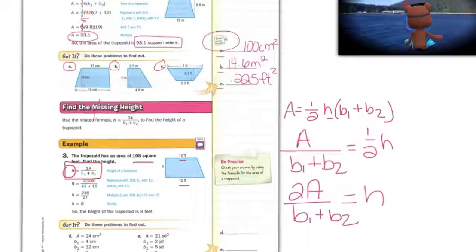Okay, so now that you can see how we figure out what the height is, you can plug the information that you have into this formula, just like we've been doing. So in this case, they told us that the area was 108 square feet. So you would put 108 in here for the A, just like they did. The 2 bases are on the bottom. So then you would have height equals 216, which is 2 times 108, divided by 27, which is 12 plus 15. If you divide that with your calculator, you will get a height of 8. So the height of the trapezoid is 8 feet.